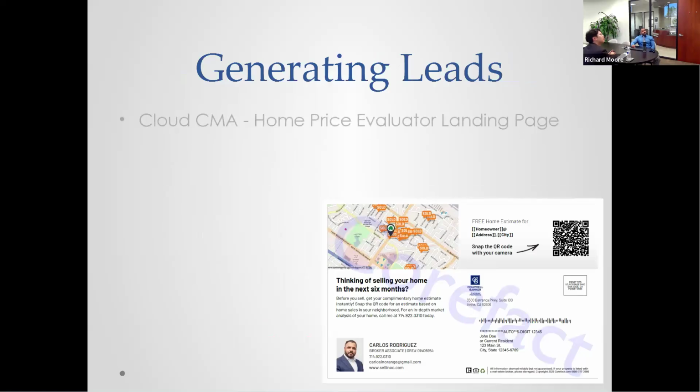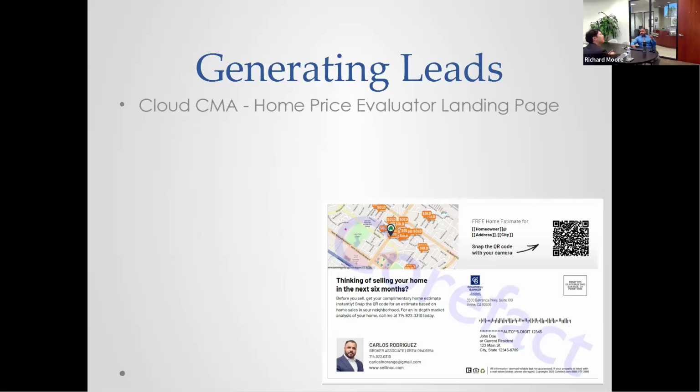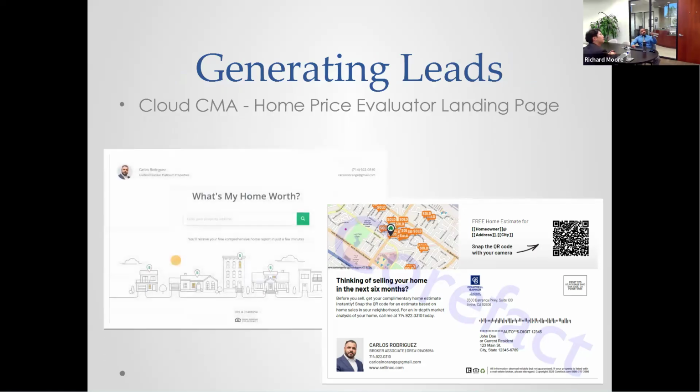Generating leads. Cloud CMA, you guys saw the landing page that we did? You saw that, right? You can use that link, or you can use a QR code with that and have people scan it to find out how much their home's worth. That can be found on Cloud CMA under lead gen. And then this other one is CoreFact, and this is pretty cool.